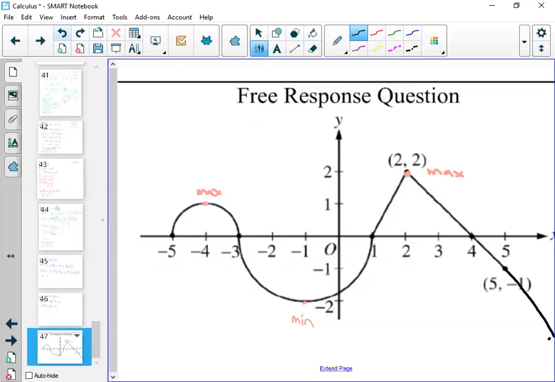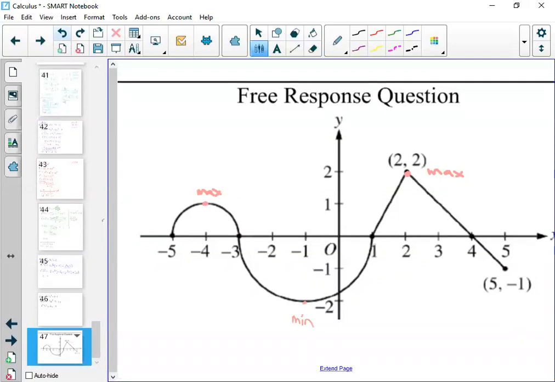So endpoints, remember, can still be absolute maxes and mins. They just have to be higher or lower than everything else on the graph. In this case, that's not what we have. So maybe you went, okay, no, that's not a min. And over here at -5, that's not a min. So I got maxes, mins.